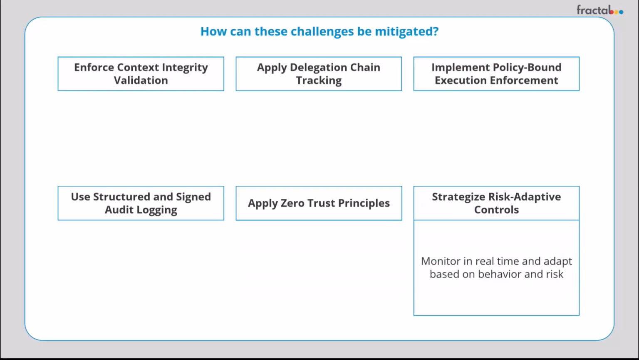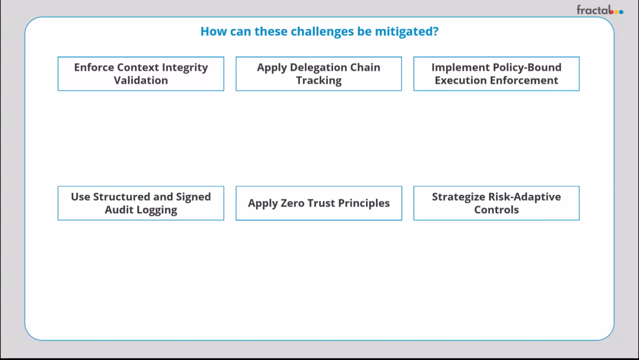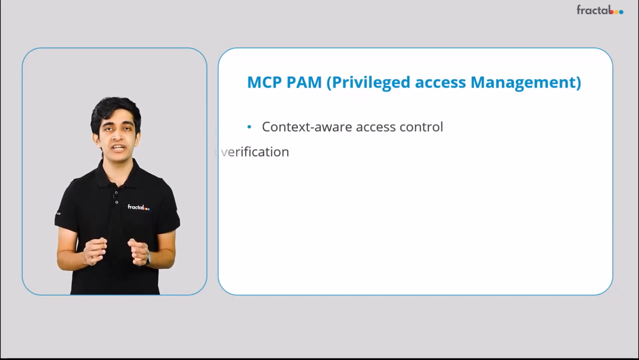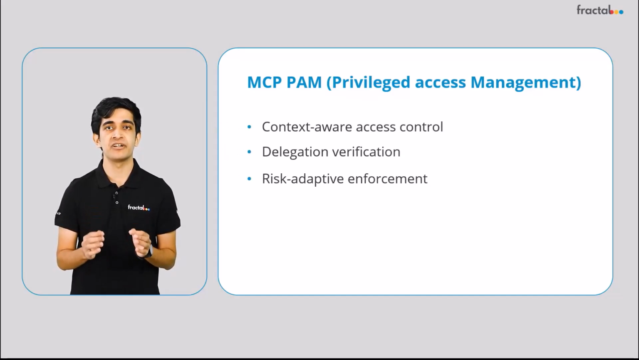Strategize risk adaptive controls and ensure real-time monitoring and anomaly detection to dynamically adjust enforcement based on observed behavior and risk scoring. Remember, emerging frameworks like MCP Privileged Access Management, or PAM, are being developed specifically for MCP environments, offering context-aware access control, delegation verification, and risk-adapted enforcement as core capabilities.